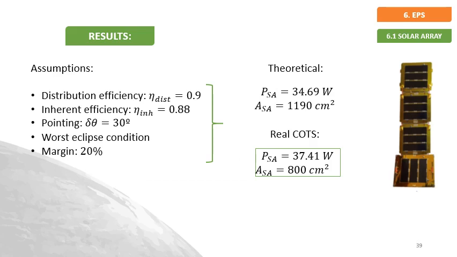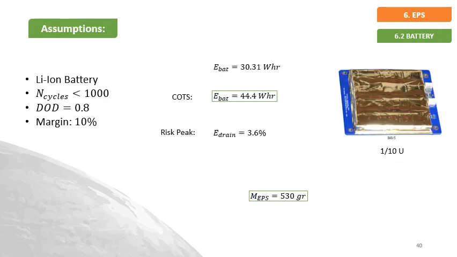With the commercial off-the-shelf databases, we obtain a solar array that gives 37.41 watts with 800 centimeters squared. For the lithium-ion batteries, taking into account that the duration of the mission will be less than 1 month, we can assume that less than 1,000 cycles will be performed, and therefore we can have an 80% depth of discharge. With this, we can use a battery that has a capacity of 45.4 watt-hours. With this battery, if we reach peak conditions, we would only drain 3.6% of it.